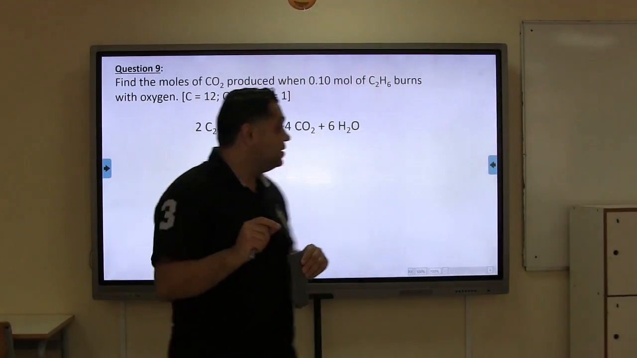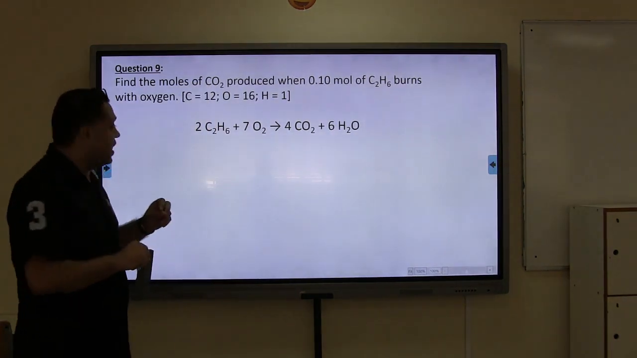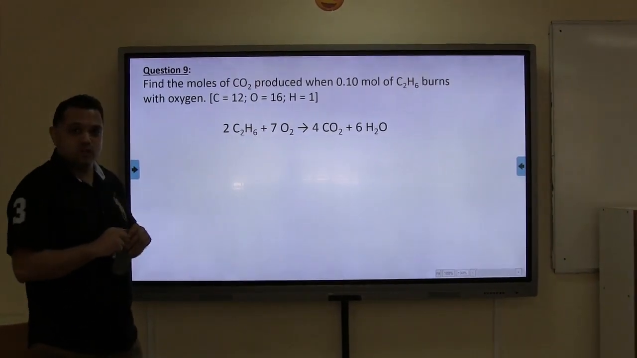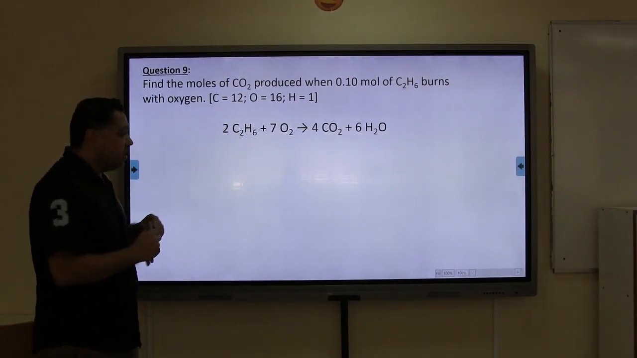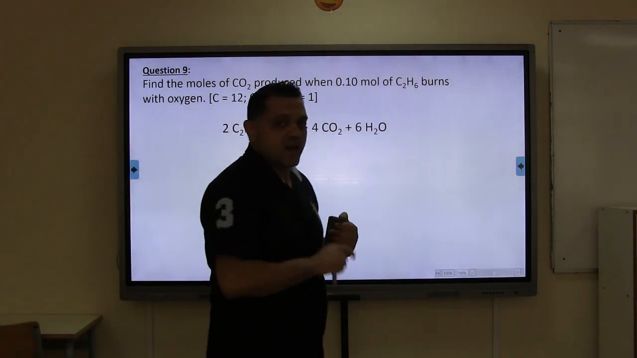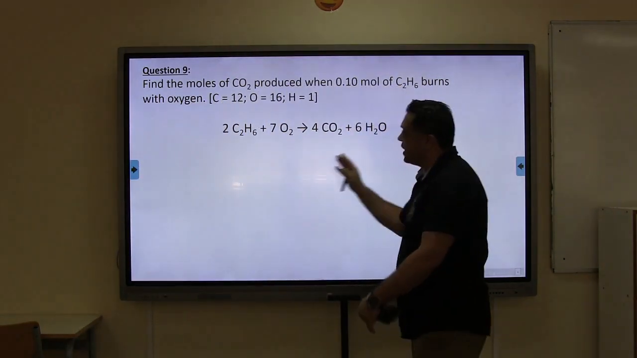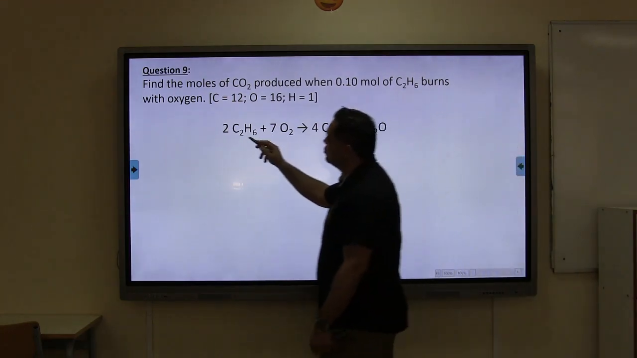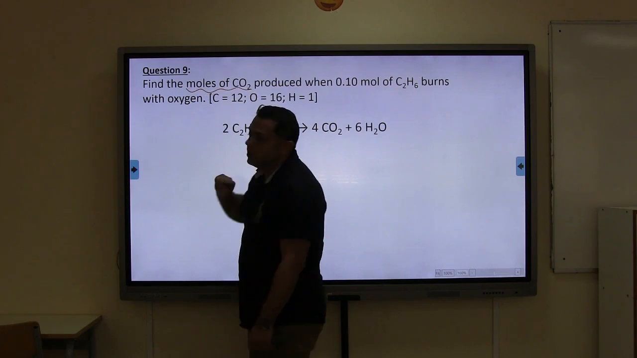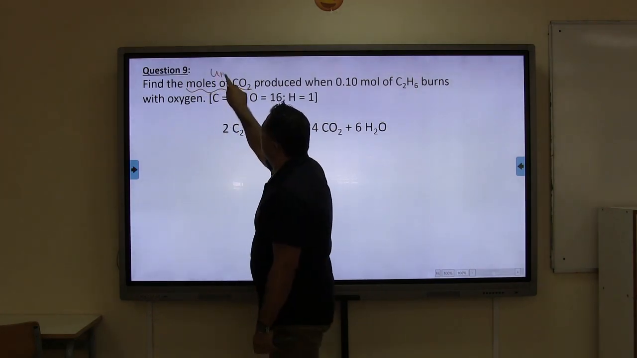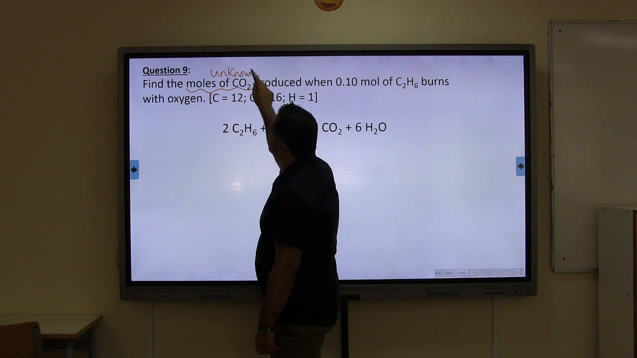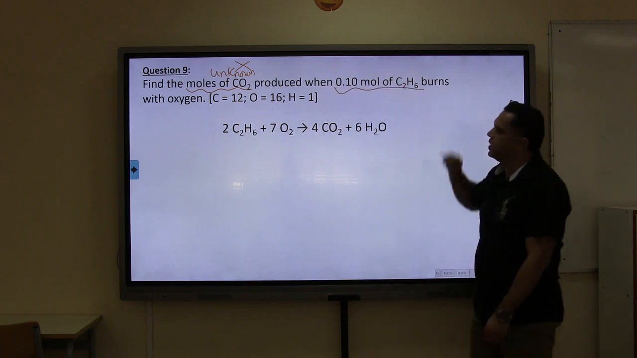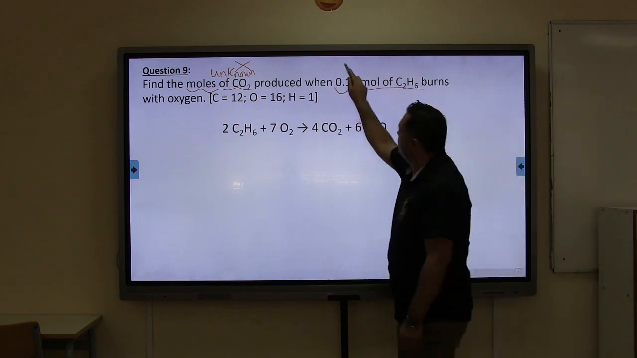In question number 9, we need also here to find the moles of the CO2 when 0.1 mole of C2H6 burns with oxygen. As we said, we need to check first if the reaction is balanced. The reaction is given, the reaction is balanced. I need to find the given and then find the moles of the CO2. Moles of the CO2, this is the unknown. I don't know the moles, so this will be X. When 0.1 mole of C2H6, this will be the given.